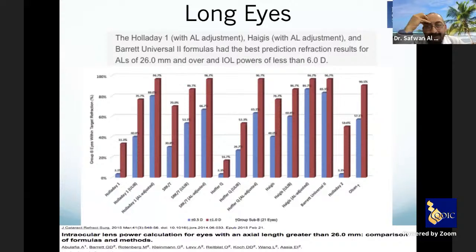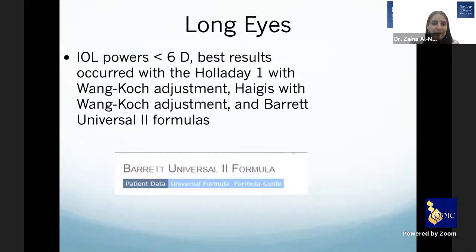IOL power calculation for patients with axial length greater than 26 millimeters compared all the different formulas: Holladay 1, adjusted or not adjusted, SRK, Hoffer Q, Haigis, Barrett, and Holladay 2. And really the key point is that IOL powers less than 6 diopters. The best results occurred with the Holladay 1 with the Koch-Wang adjustment, a Haigis with the Wang-Koch adjustment.